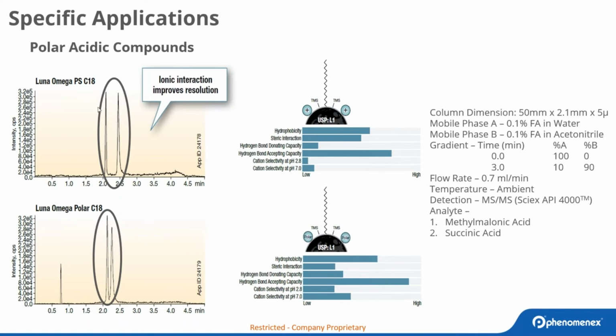And you can see that the Luna Omega PSC18 for the polar acidic compounds has an ionic interaction and it is able to improve that resolution.